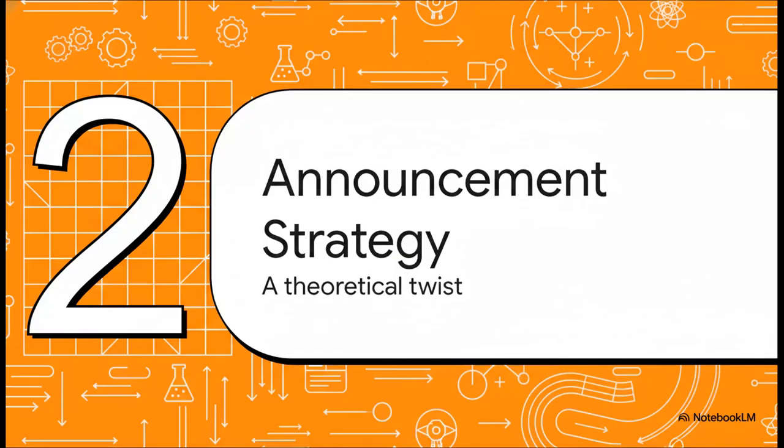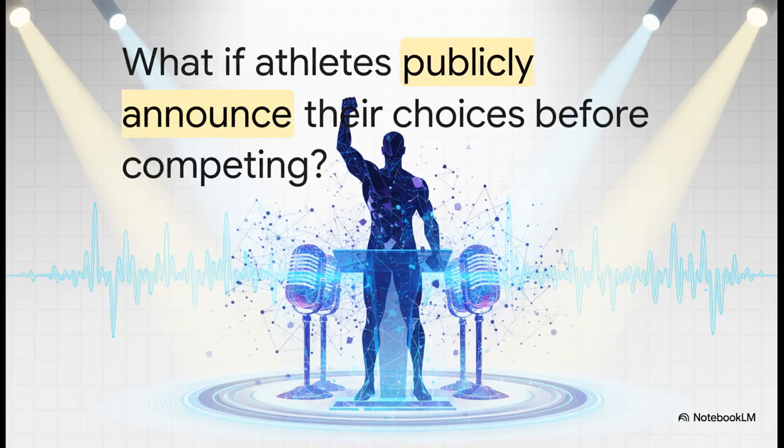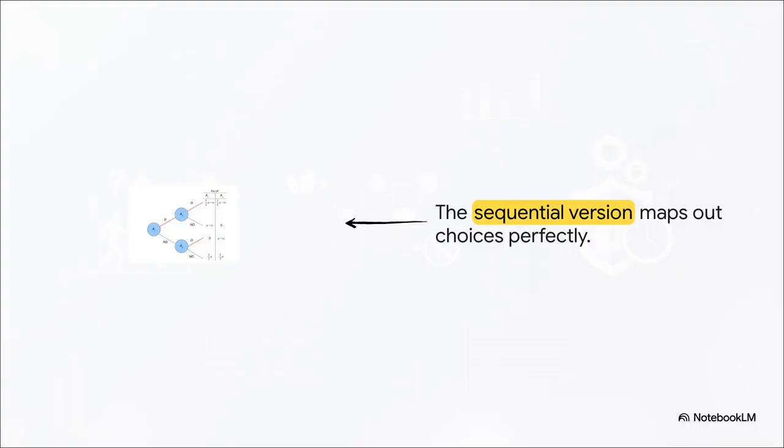Moving right along to Section 2, the announcement strategy. Now, imagine escalating the suspense of a massive sporting event. What if, instead of making these choices in secret, athletes use social media or huge press conferences to publicly declare their strategies before the competition even starts? You'd probably think that the sheer public pressure and the spotlight would totally force athletes to change their approach, right? Well, game theory lets us map out that exact what-if scenario.